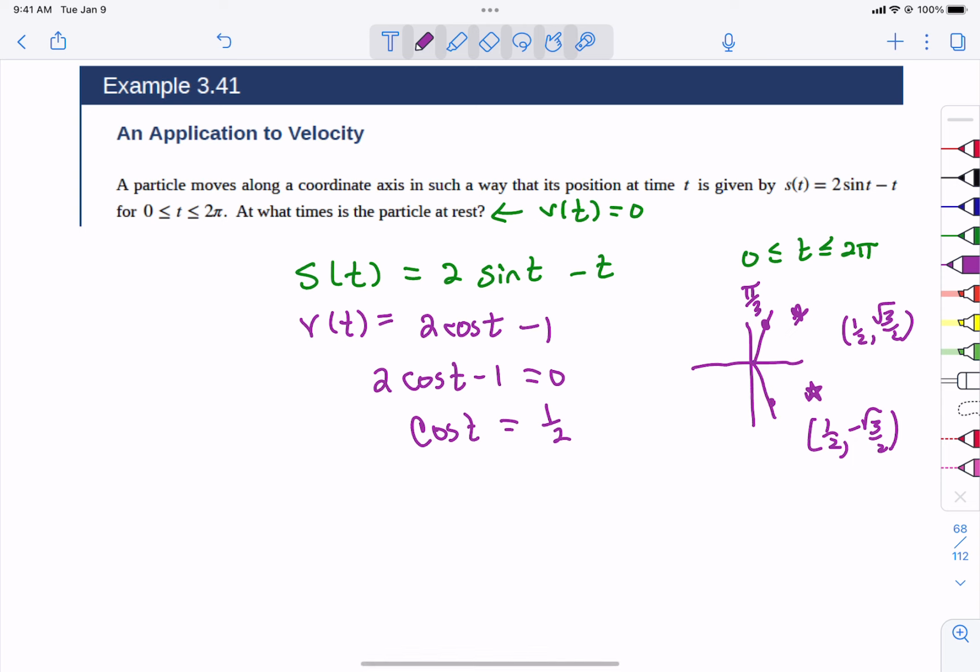Remember, this school year I haven't had to do trig yet, and so this one is 5 pi over 3. Okay, that's a little better. So there are two spots where our velocity is 0: at pi over 3 and at 5 pi over 3.